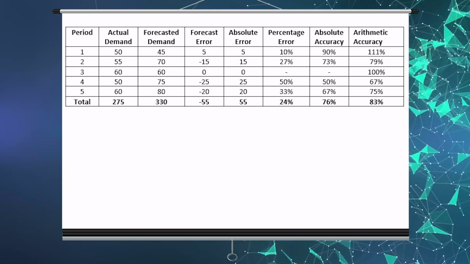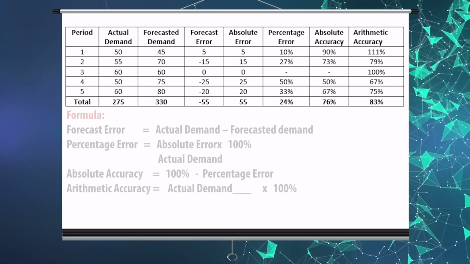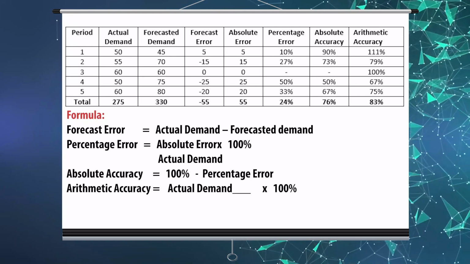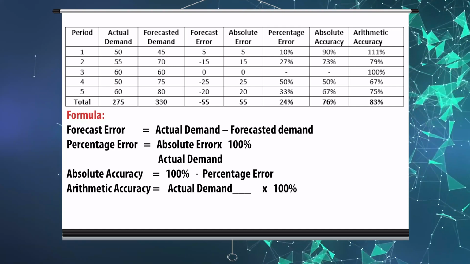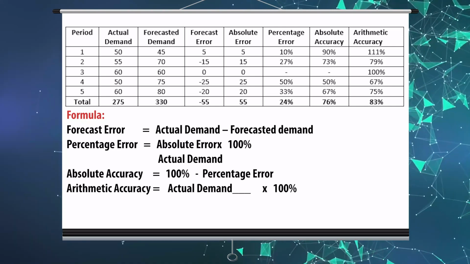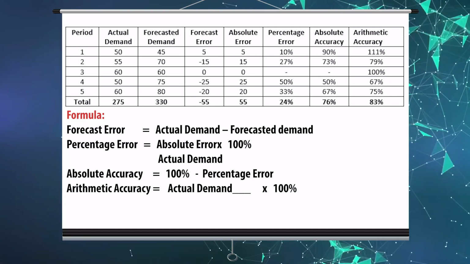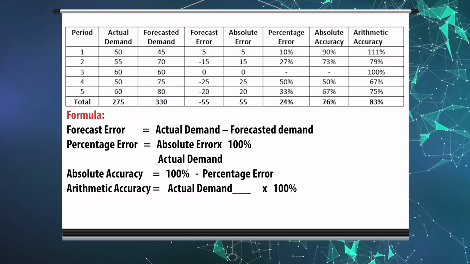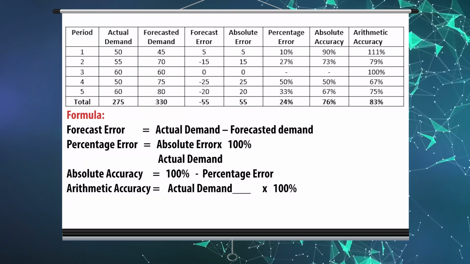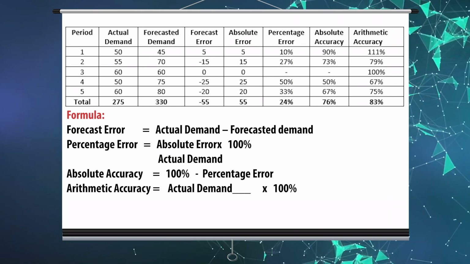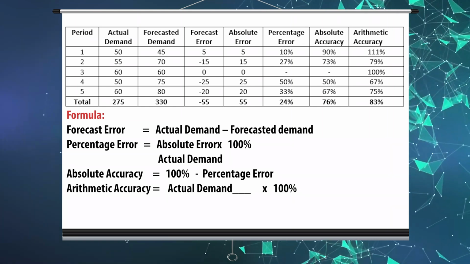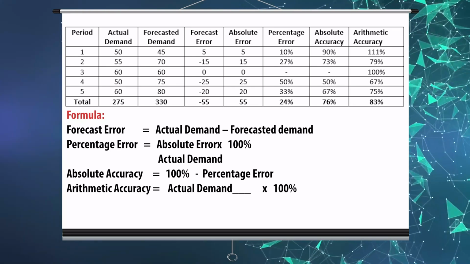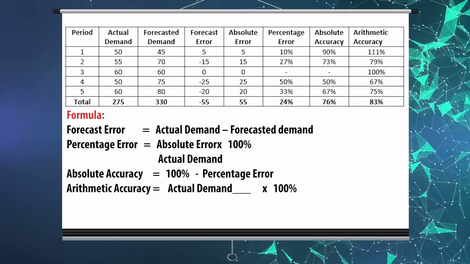The formulas that we are going to use are the following. Forecast error is equal to actual demand minus forecasted demand. Percentage error is equal to absolute error divided by actual demand times 100%. Absolute accuracy is 100% minus percentage error. Arithmetic accuracy is equal to actual demand divided by the forecasted demand times 100%.